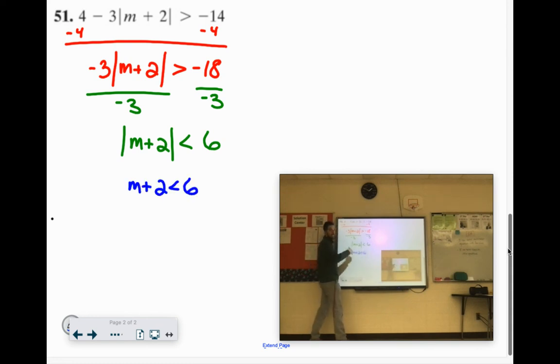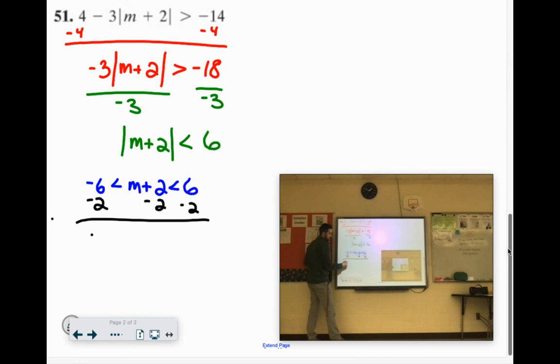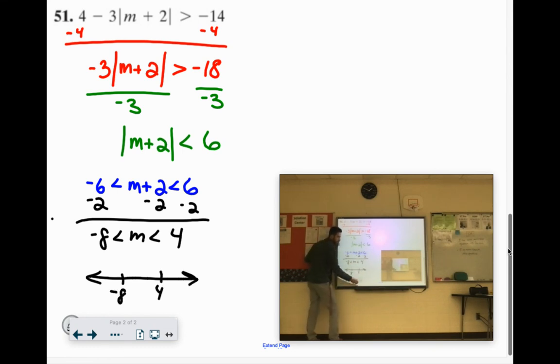And because this is an and style of problem, because it's less than, we're just going to throw negative 6 over here. And then to all three sides, we're just going to subtract that 2. Negative 8 is less than m is less than 4. So anything between negative 8 and 4 would work in the initial equation. But of course, it doesn't include those numbers because it's not the or equal to.